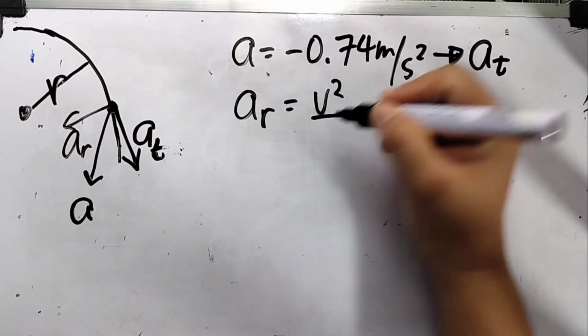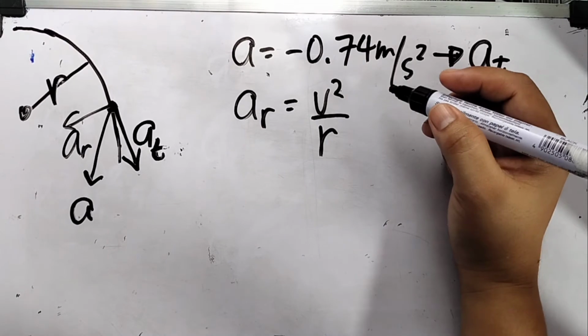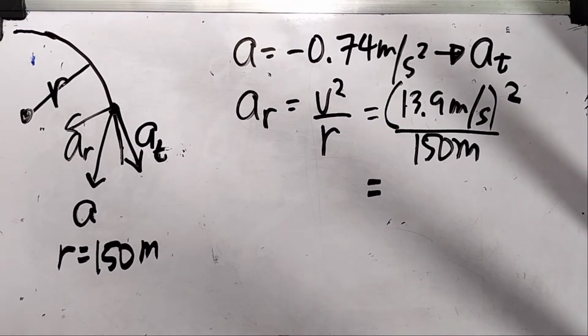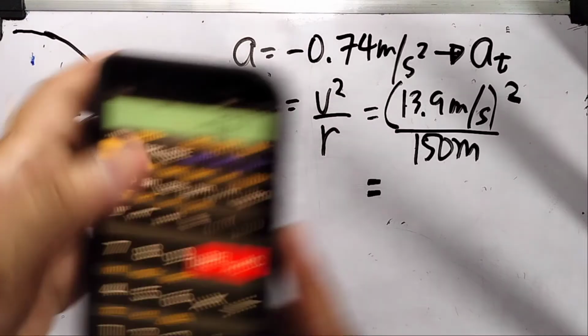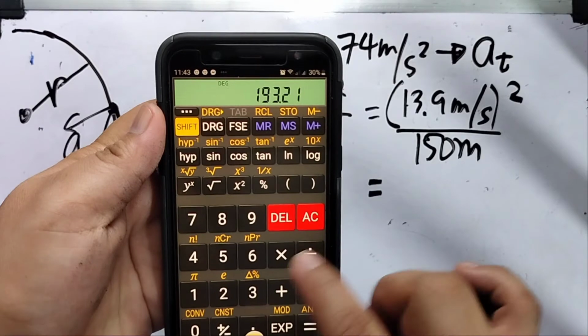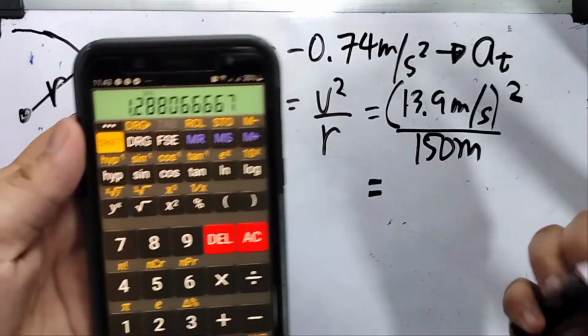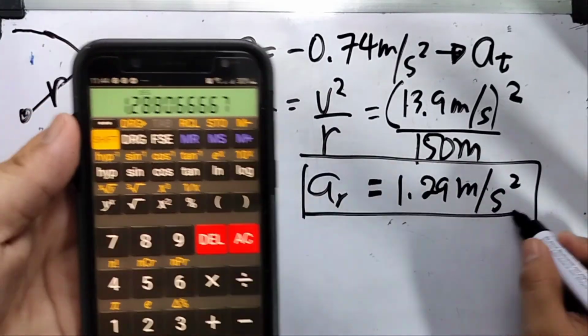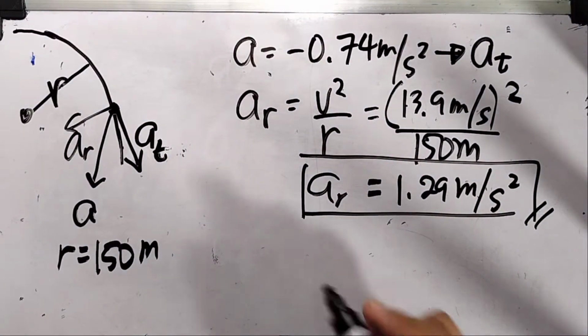And then for the radial acceleration, we use v squared over r. So that is 13.9 meters per second for the speed, squared, over the radius, which is 150 meters. So the radial acceleration is 1.29 meters per second squared.